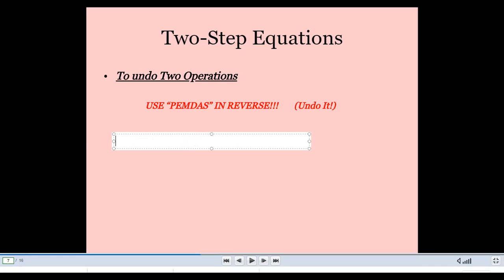So we said the parentheses first and then the exponents, then multiplication and division, both of them, whichever comes first on your left-hand side you start with, and then addition and subtraction, whichever comes first on your left-hand side you start with. And here we will use the undo operation. What are the undo operations?